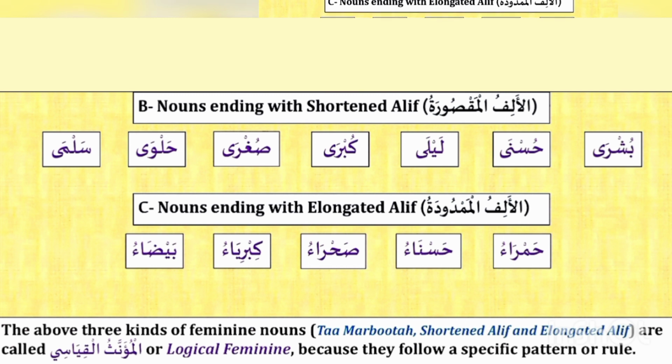Third one is nouns ending with elongated alif, alif mamduda. For example, hamraa, sahraa, kibriyaa, baydaa. The above three kinds of feminine nouns, ta marbuta, shortened alif, and elongated alif, are called al-muannas al-qiyasi, or logical feminine, because they follow a specific pattern or rule.